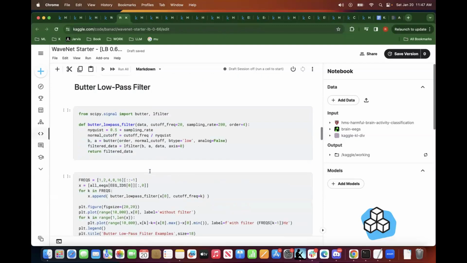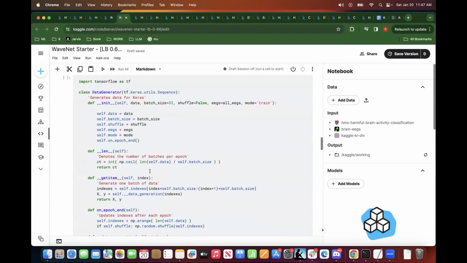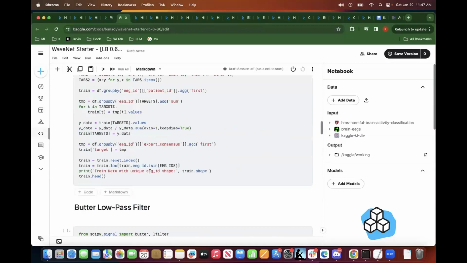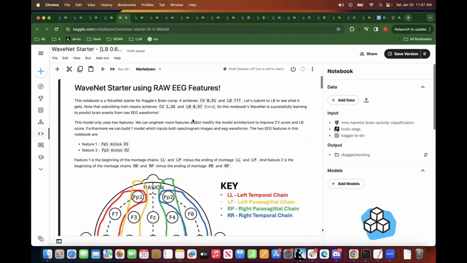So this is based just on EEG, though. It again doesn't combine EEG and spectrogram. No, I think he makes a mention that you potentially could. Yeah, see, furthermore, we can build one model which inputs both spectrogram images and EEG waveforms, and then you could potentially combine those two.